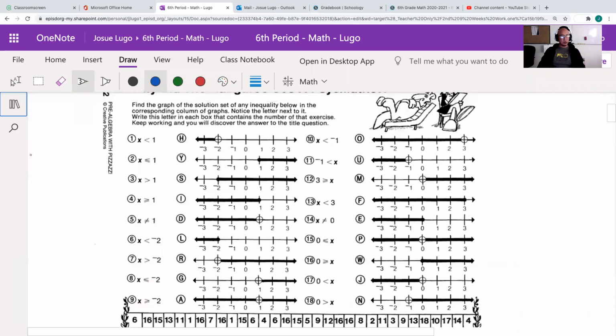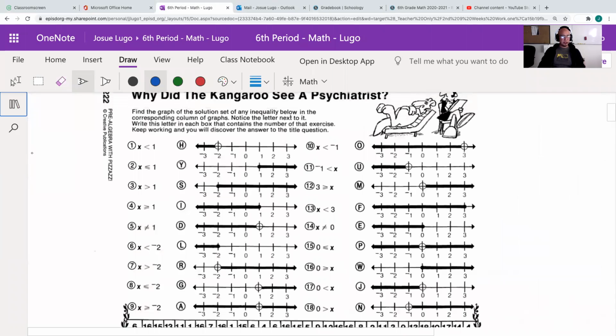So let's go with number 1. And in number 1, we see the inequality x is less than 1. So our goal, guys, is to match this inequality with one of these 9 different number lines. Just like from 10 through 18, we're going to match these with one of these 9 over here. So if you have an inequality here, 1 through 9, you're not going to find it over here. For 10 through 18, you're not going to find it over here. Okay, so it's just the ones right here on each side.